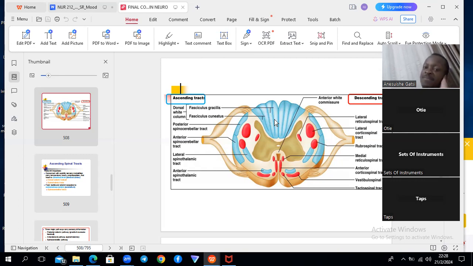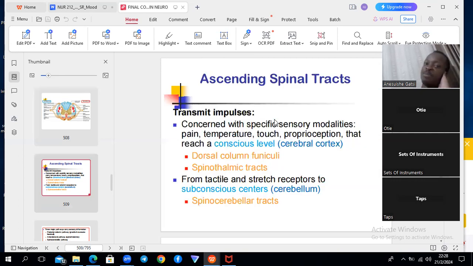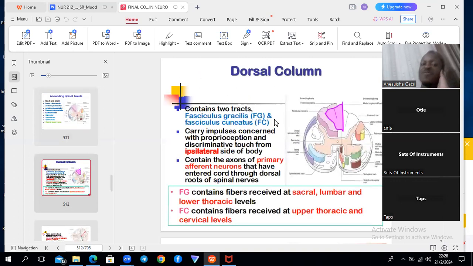Right. But I would want to bring your attention to that proprioception, to say that we have different types of proprioception. So here it says proprioception, yes, but there is conscious proprioception. Proprioception is the sense of position, for you to know that your hand is in the air. There is conscious, then there's unconscious. This is conscious proprioception. So this dorsal column is concerned with proprioception and fine touch, which basically is discriminative touch.